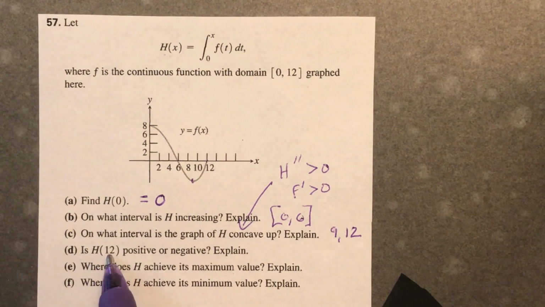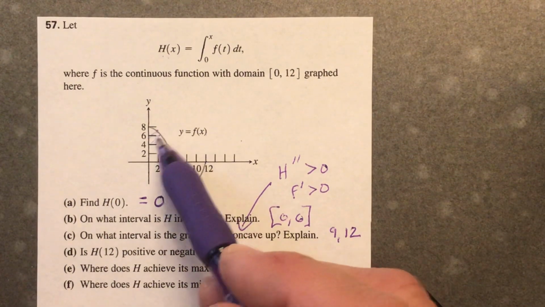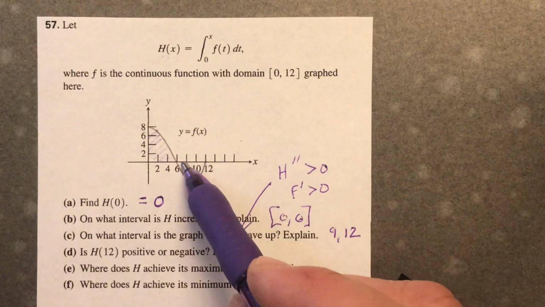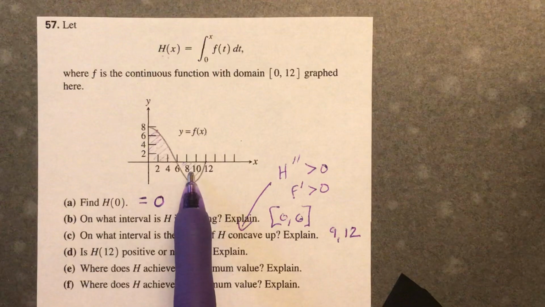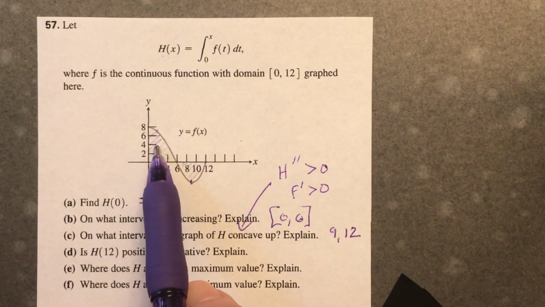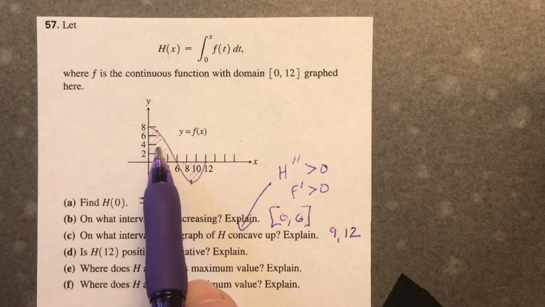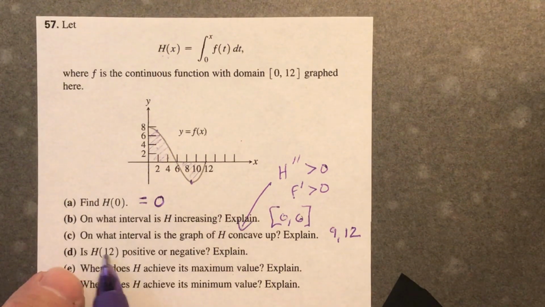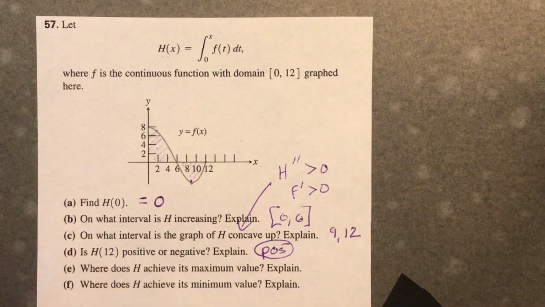Is h of 12 positive or negative? Well, we're accumulating area above the curve. Then there's area below the curve, but in terms of an integral, this is positive, and this is negative. We can see that this area is larger than this. So even though this is negative, it's not enough to cancel this out. So is h of 12 positive or negative? It's going to be positive.